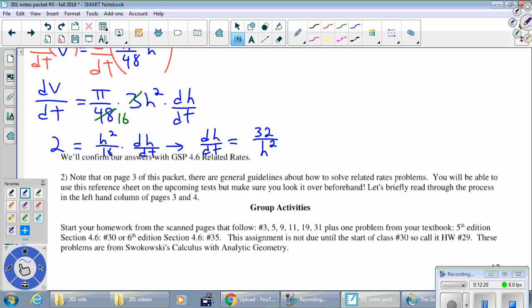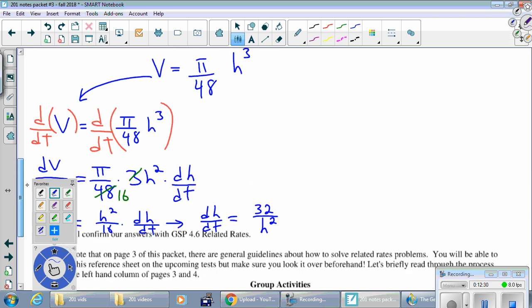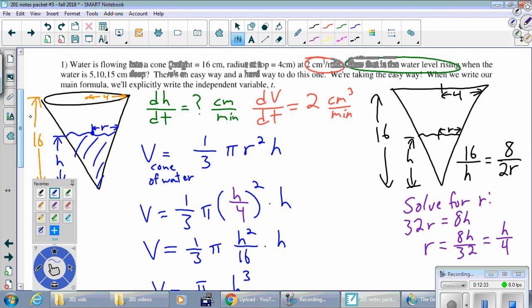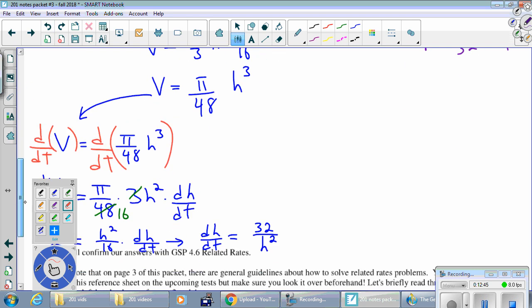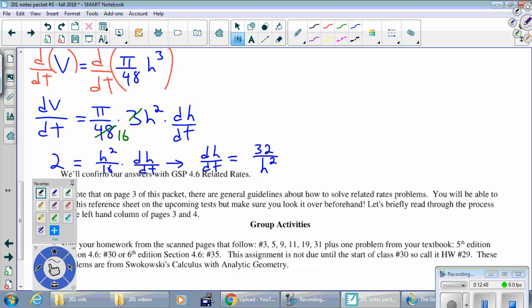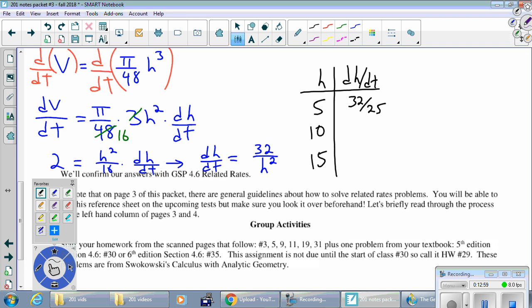And now we're in a good position to answer all 3 of the questions asked back to back to back. It said way up here that we wanted to know what's happening when the water is 5 centimeters deep or 10 centimeters deep or 15 centimeters deep. Those are each values of h. So we're just going to plug them in one at a time and we'll get our 3 answers. I'll just make a little table here. H and dh dt. 5, 10, 15, so 32 over 5 squared, and 32 over 10 squared, and 32 over 15 squared. And we'll go ahead and get some decimals here.